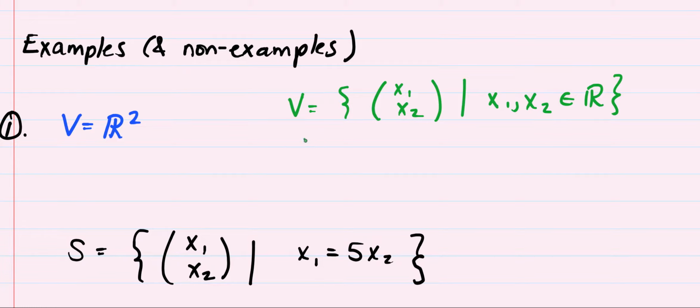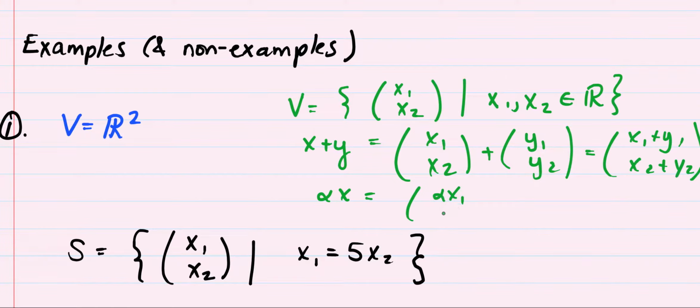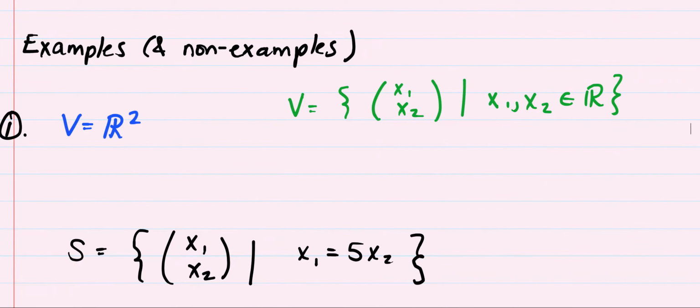So x plus y is x1, x2 plus y1, y2, which is x1 plus y1, x2 plus y2. And then the scalar multiplication, alpha times x, is alpha x1, alpha x2, just like you're familiar with. Now we know that this is a vector space. We proved it a few videos ago.